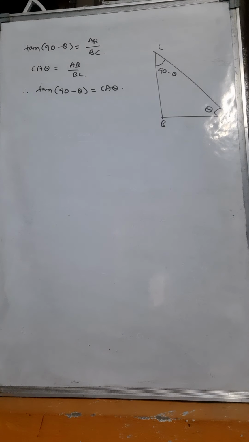Similarly we will get sec 90 minus theta is equal to cosec theta. Cosec 90 minus theta is equal to sec theta. Cot 90 minus theta is equal to tan theta.